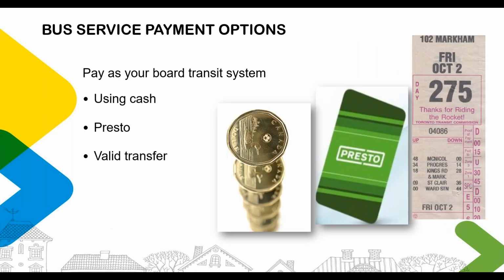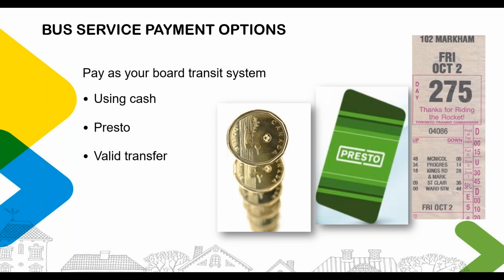So let's take a look at how you pay when you ride public transit. You can pay using cash, and if you're going to use cash, you have to have the exact fare. You cannot get on the train or the bus and expect that you're going to get change back. You can't. You have to have the exact amount that is required for your fare.